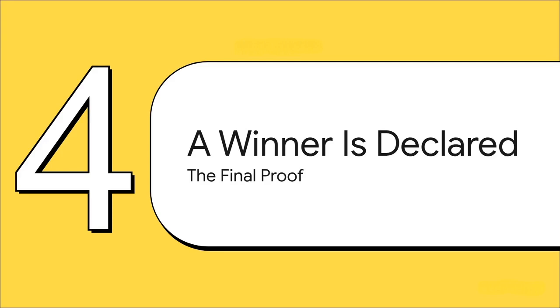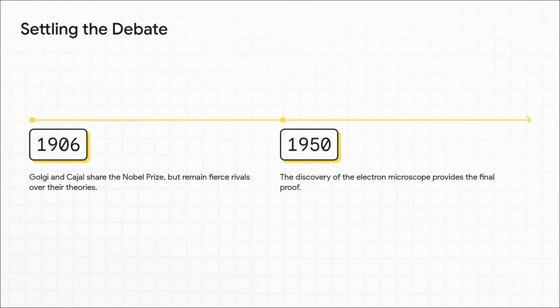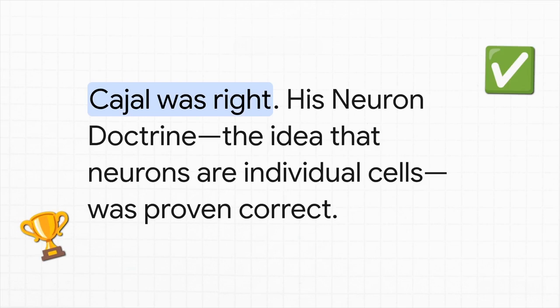This became one of the biggest debates in the history of biology. It raged for decades, even after both men shared a Nobel Prize for their work. But eventually, technology would catch up to theory and give us the final proof we needed. I mean, think about how wild this is. Golgi and Cajal shared the Nobel Prize way back in 1906, and they were still fierce rivals. The debate was far from over. It would take another 44 years, all the way until 1950, before science could finally, definitively declare a winner. And the winner was Cajal.